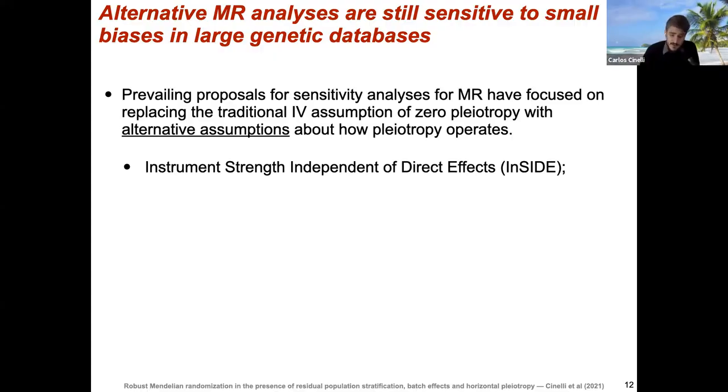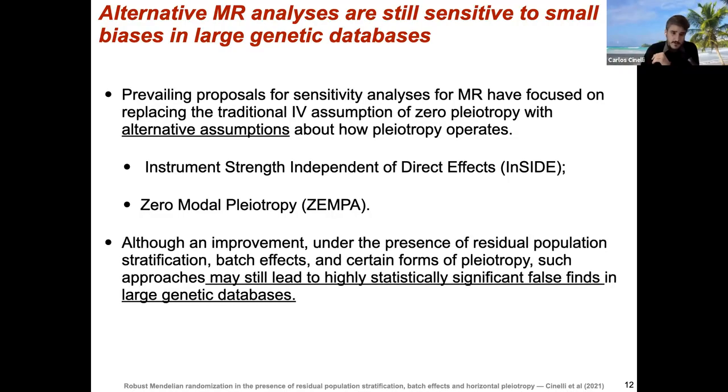People usually call it sensitivity analysis. I think it's better to call this alternative analysis because it still relies on some exact assumptions to assess robustness to pleiotropy. Another popular assumption, for example, is of zero modal pleiotropy. So instead of assuming that all instruments are valid, you can assume that at least the mode of the instruments are valid. As long as there are some valid instruments, and this is the mode of our population of instruments, then we could also get a valid estimate of the causal effect.